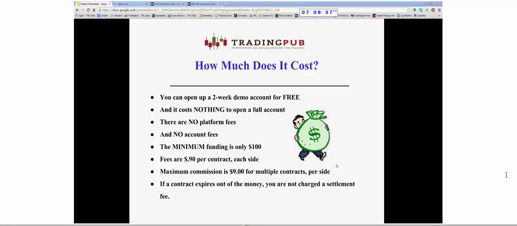And if a contract expires out of the money, you're only charged for entering the contract. There's no settlement fee. So if I trade one contract unsuccessfully, I'll be charged 90 cents to open the contract, but I won't be charged 90 cents because I lost that particular proposition.